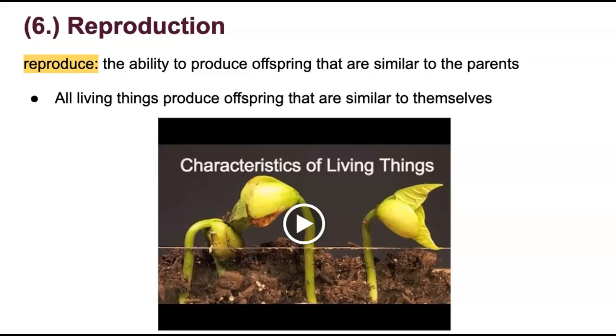Now, I don't mean look as in like they're always going to have the same color eyes and the same color hair. I'm talking big picture characteristics, like the same number of limbs, the same organs, the same abilities to respond to surroundings, all of that sort of stuff.